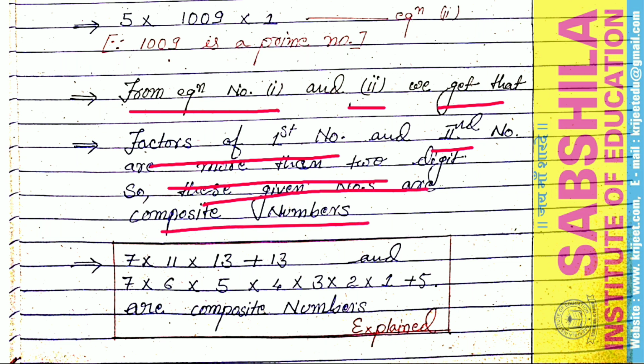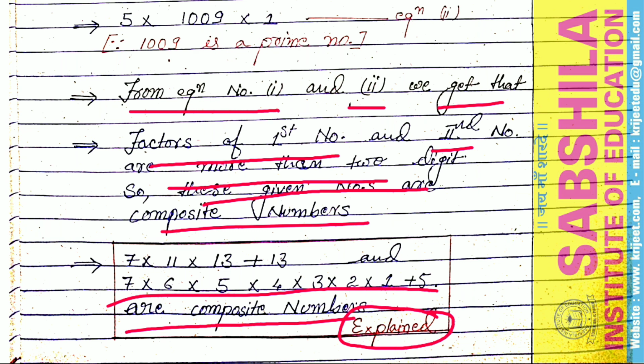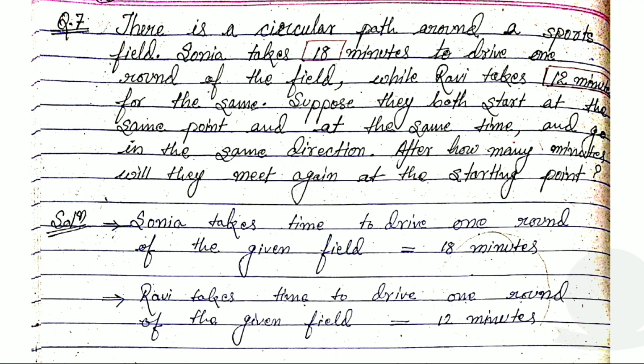So you can write as an answer that 7 into 11 into 13 plus 13 and 7 into 6 into 5 into 4 into 3 into 2 into 1 plus 5 are composite numbers, and it should be written as explained. Why? The question is saying explain. Okay, getting everyone? Let's see the 7th number.